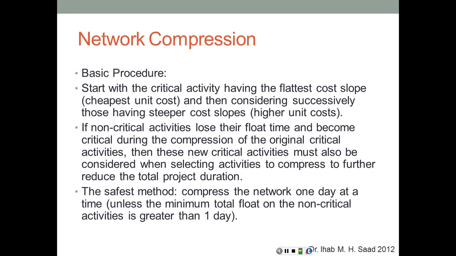The safest method is to compress the network 1 day at a time to make sure that you do not create any new critical paths without noticing it, unless the minimum total float on the non-critical activities is greater than 1 day. So if, for example, the minimum total float in the network is 6 days, and I compress this network by 5 days in one step, it will not create a new critical path because the minimum total float is 6 days.